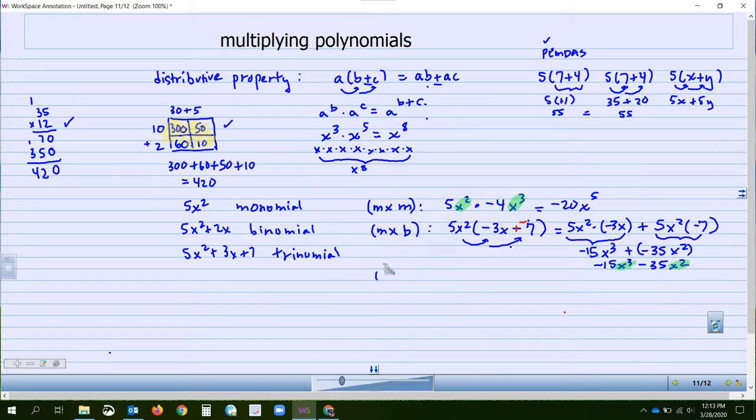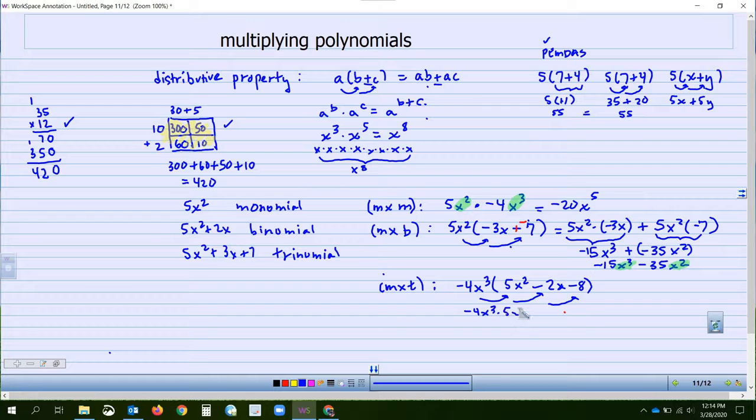All right, I'm going to go ahead and move down one more line. So here we go. I'm going to go negative 4x squared. Now let's make it, what the heck, we'll make it to the third power, times 5x squared minus 2x minus 8. All right, so again, since we're multiplying by a monomial, we're going to go ahead and apply the distributive property. So this turns out to be, right here, negative 4x cubed times 5x squared.